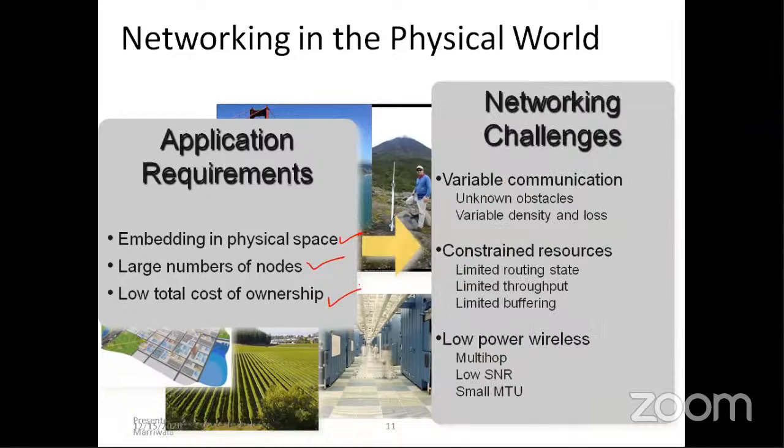Then network challenges. What are the challenges? Challenges are some variable communication, some constrained resources, and some low power wireless. Very important. Again, this LoWPAN would come into the picture. Low power wireless, right? So we are talking about multi-hop, we are talking about low SNR, we are talking about small MTU, right? So let's see how these network challenges can be overcome, right?